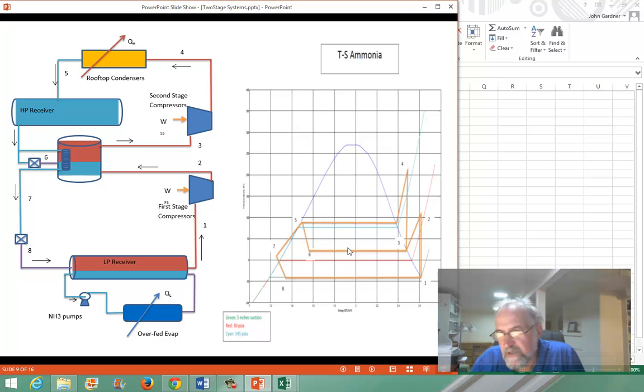This line here represents the small amount of refrigerant that's diverted through this expansion valve, controlled by a level sensor here, to keep this level constant, and so that also has this nice effect on this end. A little confusing, but not too bad.